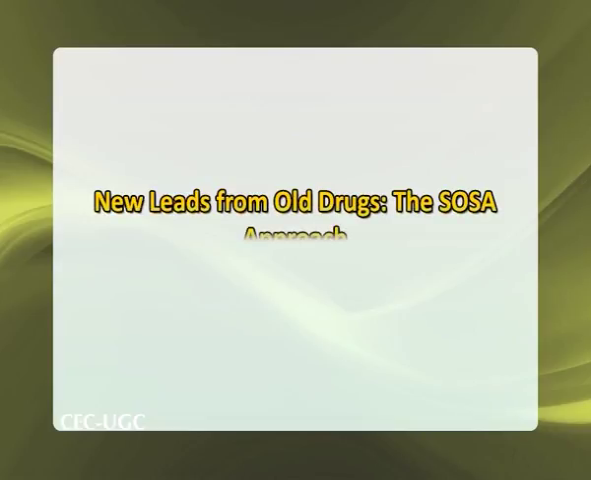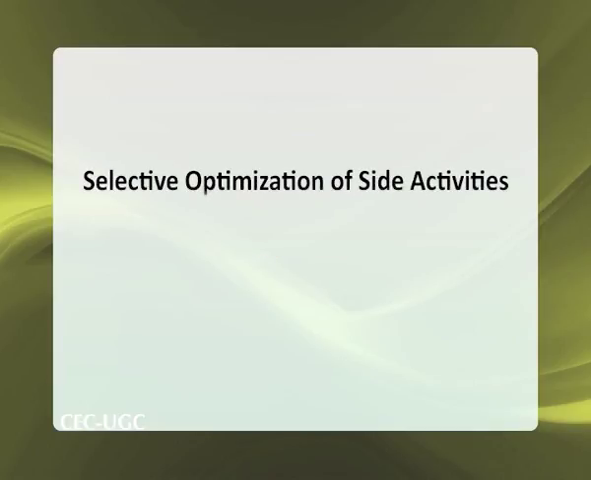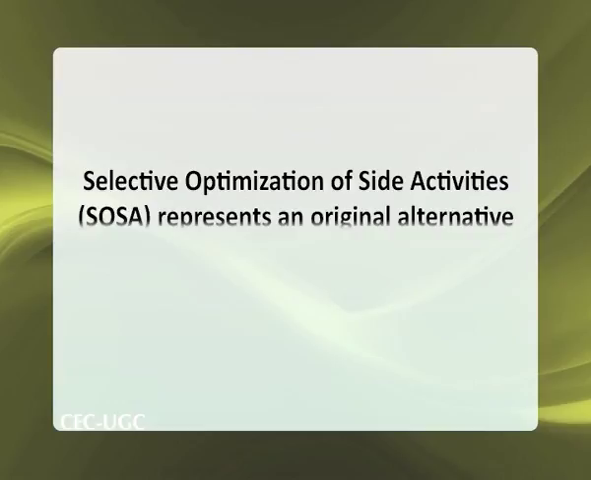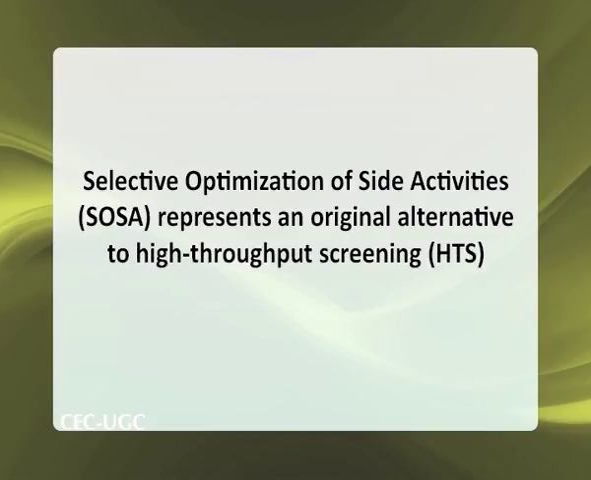New leads from old drugs. The SOSA approach. The SOSA approach, that is selective optimization of side activities, represents an original alternative to high throughput screening, that is HTS. SOSA consists of two steps.